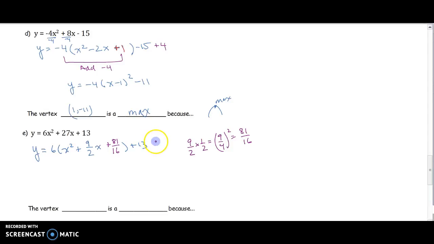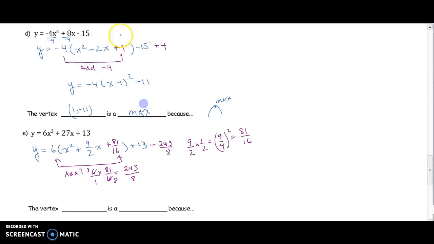But you can't just minus 81 over 16 because, like I said, you need to always check what you've added. What did you add? I added 6 times 81 over 16. And so when you multiply that, what do you get? Divide by 2, you get 81 times 3. Calculate this out really quick. 81 times 3, which is 243 over 8. And so you've really added that, so you have to subtract 243 over 8.